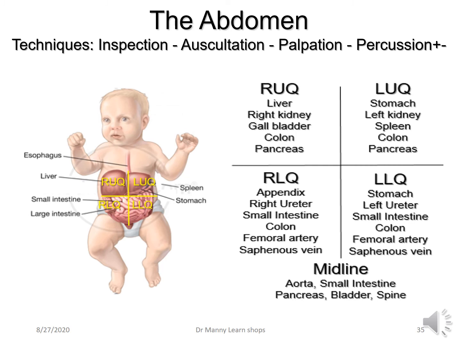In the left upper quadrant, we have the stomach, kidney, spleen, parts of the colon and pancreas. In the left lower quadrant, we have plus or minus parts of the stomach, the left ureter, small intestine, colon, left femoral artery components, and left saphenous vein. In the midline, typically this is where you would locate the aorta, components of the small intestine and large intestine, in addition to parts of the pancreas, the bladder, and the spine.